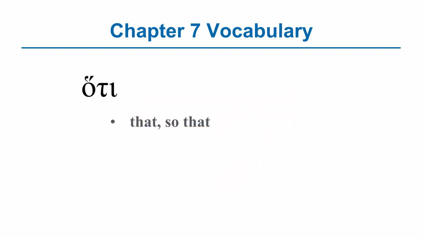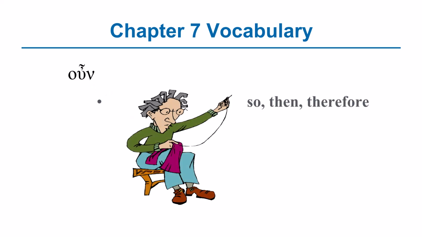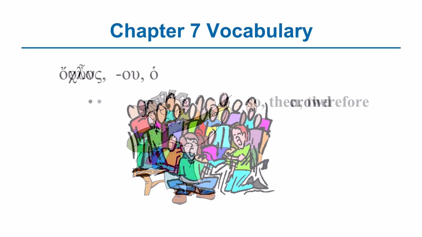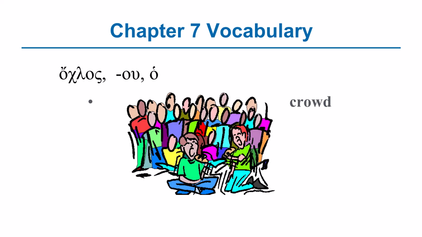Then you have the word hoti. Hoti means that, or it means so that. Then you have the word oun. Oun means so, or it can mean then or therefore. Then you have the word ochlos. Ochlos means crowd.